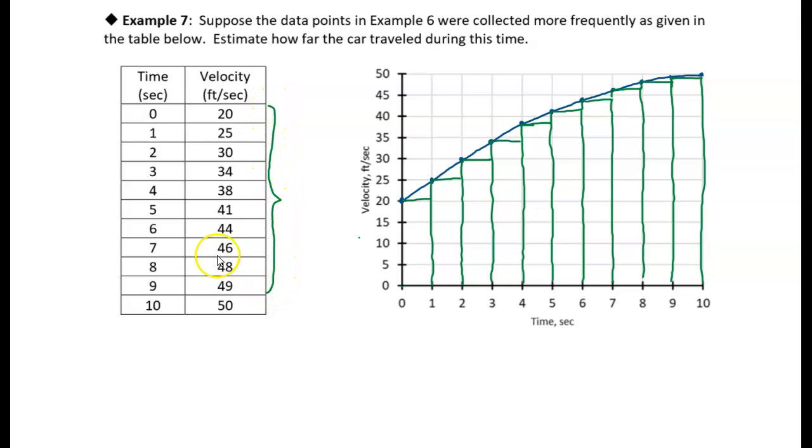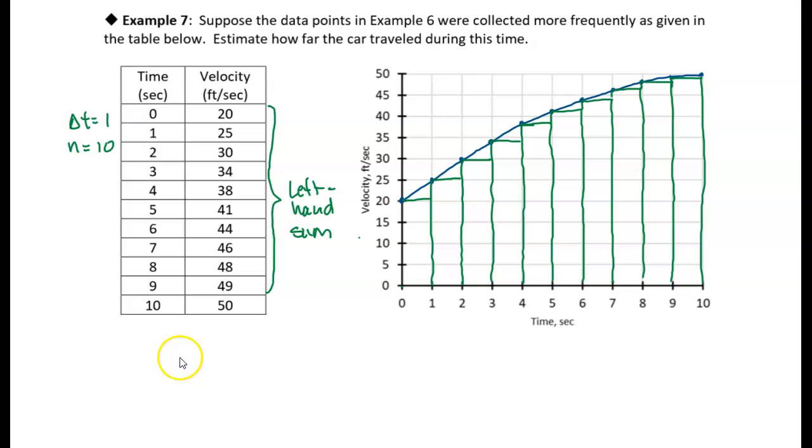for the last one. Now in this case, we have 11 data points because we have 0 through 10. But our delta t is equal to 1, and our n is equal to 10 because we have 10 time intervals. So we're just going to take these first 10 velocities and use them as the height of the rectangles for our left-hand sum.